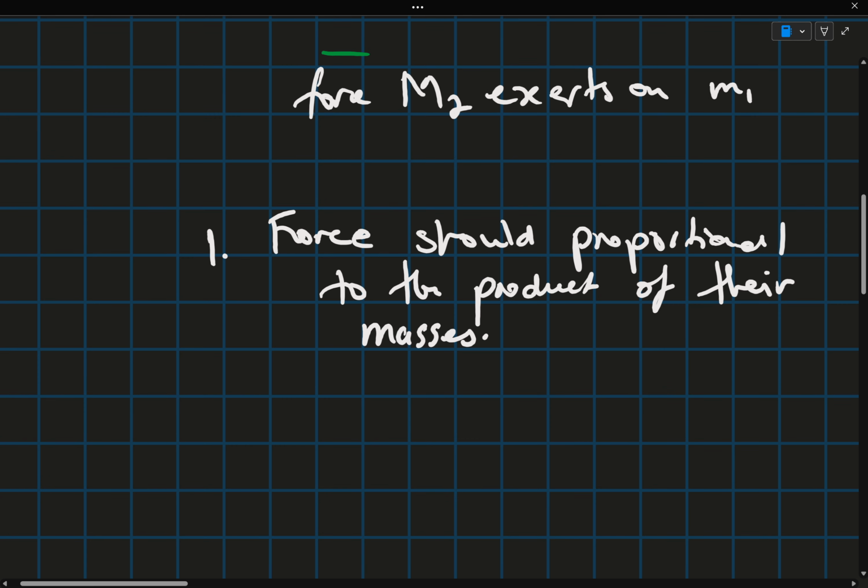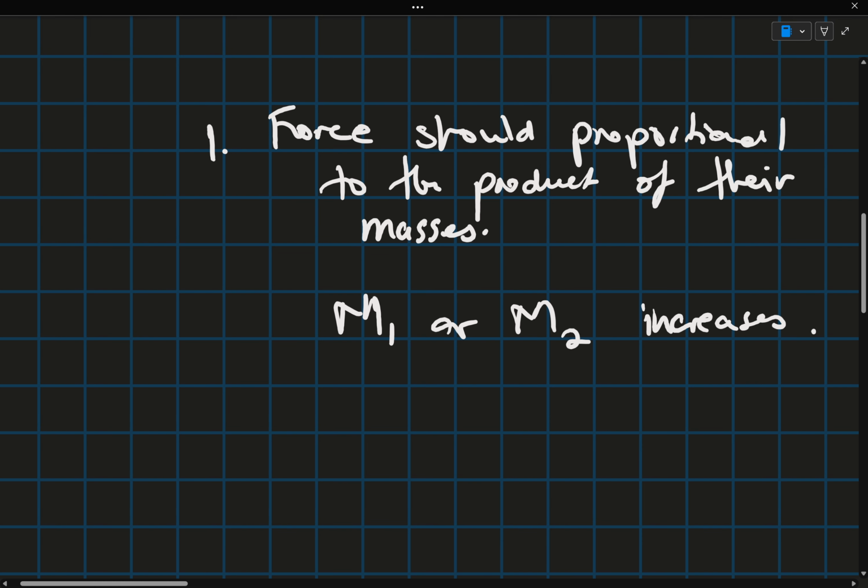So what we're saying is, if M1 or M2 were to increase, the force between them, or forces, I should actually note. Let's just use force. We're focusing on one force. Let's not make it too complicated. The force between them increases. So focusing on that first fact there.